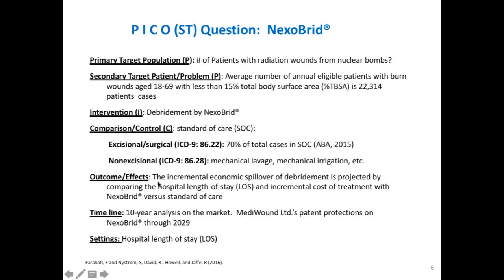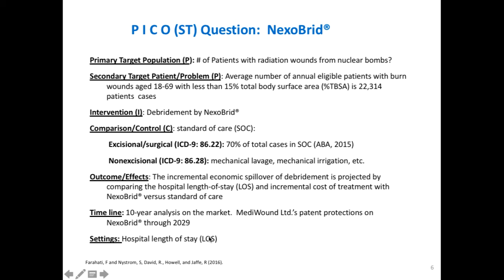Now, the outcomes are the incremental economic spillover of debridement. What are the inputs? The most important outcome is the hospital length of stay. How can this new intervention decrease the length of stay in hospital compared to the standard of care?